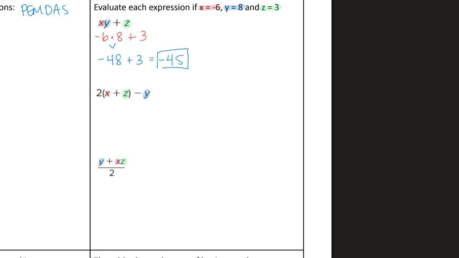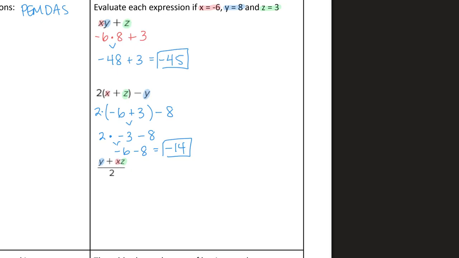All right, the second one. So I have 2 parentheses, -6 plus 3. And then we're going to -8. We're going to do parentheses first. -6 plus 3 is going to be -3. Remember, it's multiplication here. So I have 2 times -3 minus 8. We're going to do the multiplication. 2 times -3 is -6. I have -6 minus 8, which is -14.